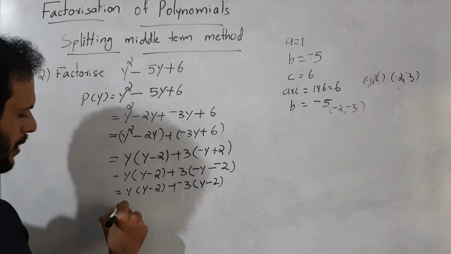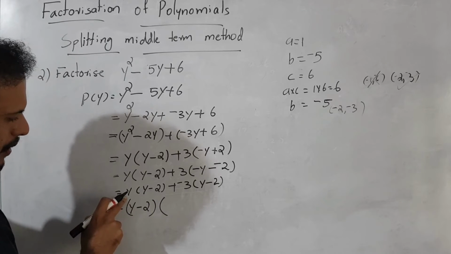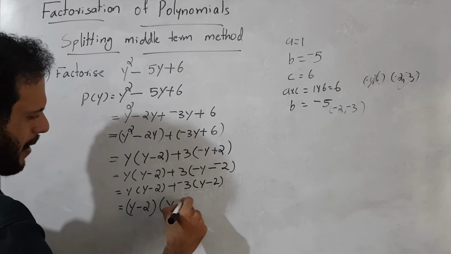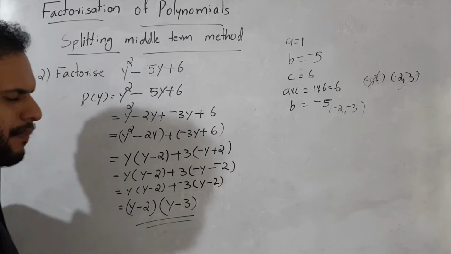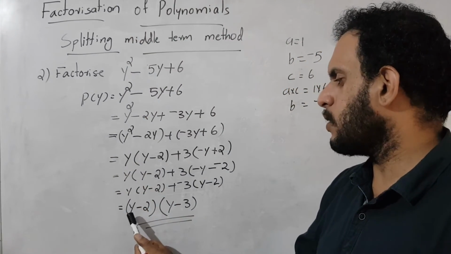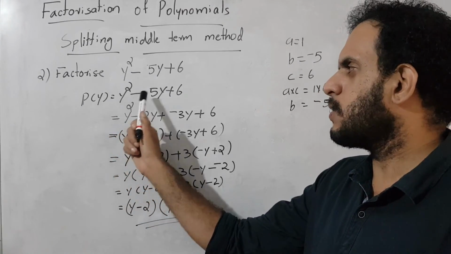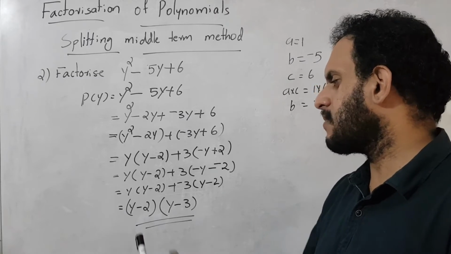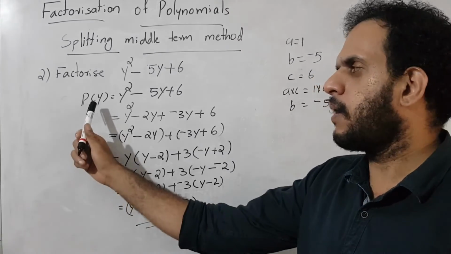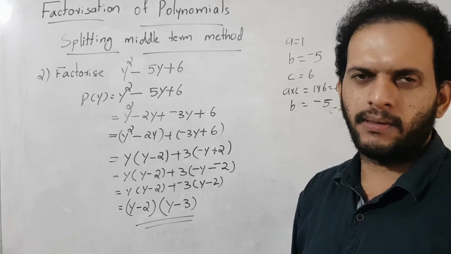So next we take the y minus 2 out. y minus 2 into what is remaining here? y plus minus 3. Plus minus 3 is the same as y minus 3. What are the factors of p of y? The factors of p of y are y minus 2 and y minus 3. So we converted p of y, y square minus 5y plus 6, into the form y minus 2 into y minus 3. That means we factorize the polynomial p of y. Okay, that is the idea of the splitting middle term method.